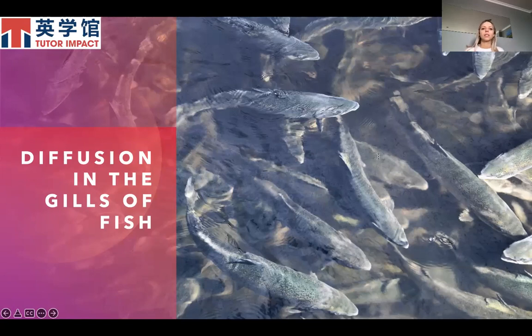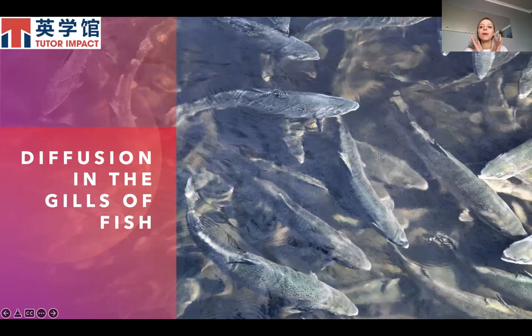So the water, which I said has the oxygen in, passes through their mouth and over their gills. So the water goes through their mouth and it goes over these gills, which are, as I said, in the side of their head. And each gill has plates called gill filaments. And upon these are gill lamellae, which stick up. And this is where diffusion of oxygen into the blood and diffusion of carbon dioxide into the water takes place.